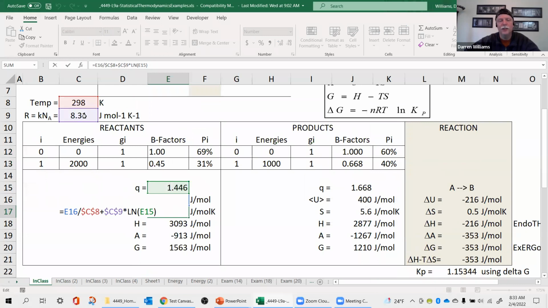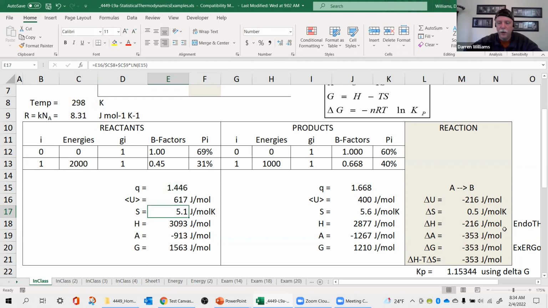And since we want things in joules per mole, we're going to use an R or a k that has joules per mole for its units. So whatever units the problem's asking for in terms of your energies, go ahead and use the appropriate constant.